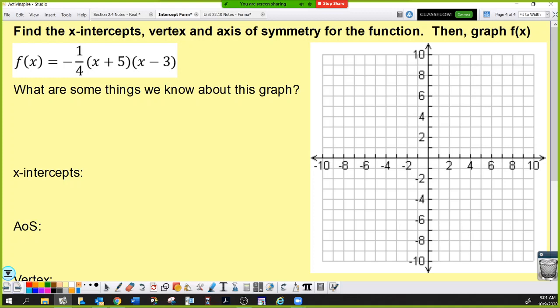What do we know? Well, front is negative, so I know points down, because negative people frown. And that 1/4 on the front, well, 1/2 made it look wide. 1/4 is going to make it look even more wide. So this looks pretty darn wide. So we'll be expecting a wide parabola this time.